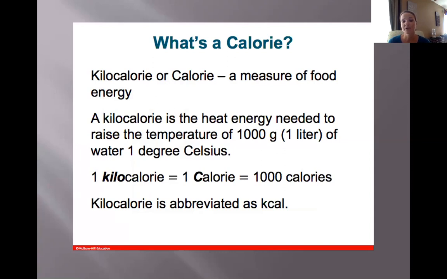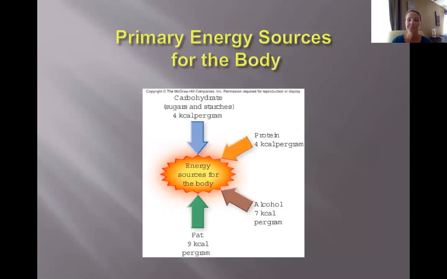1 kilocalorie equals 1 Calorie equals 1,000 calories. But how we see it is, look at that 1 kilocalorie. So when you're looking at a food label, which we'll talk about next time, it's going to be abbreviated as kcals. A kilocalorie is the heat energy needed to raise the temperature of 1,000 grams of water 1 degree Celsius. And that's how we can come up with how many calories are in food.